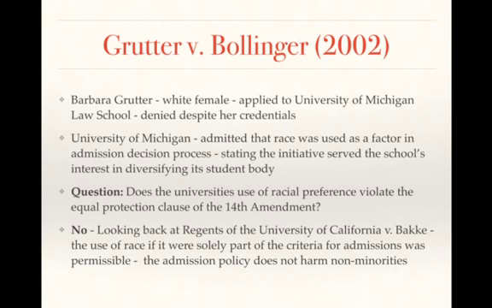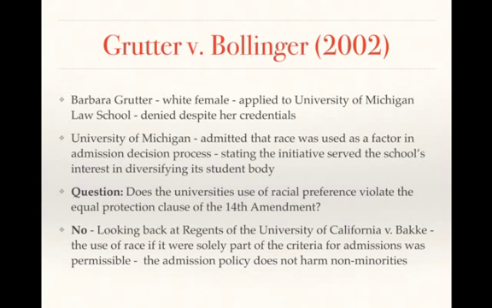So we move on to 2002 in Grutter versus Bollinger. A white female named Barbara Grutter applied to the University of Michigan Law School and was later denied despite her outstanding credentials. The University of Michigan stated during the case that they had admitted that race was used as a factor in the admission decision process, stating that the initiative served the school's interest in diversifying its student body.